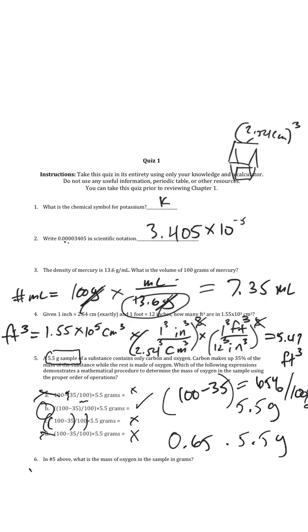What is the actual mass of oxygen in the sample? Well, you can carry out the order of operations in part B, or just remind ourselves that 0.65 of the sample is oxygen. So if we say 65%, the fraction of the sample that's oxygen is 0.65, and then times 5.5 yields that answer of about 3.575, rounding to 2 sig figs would be 3.6 grams.